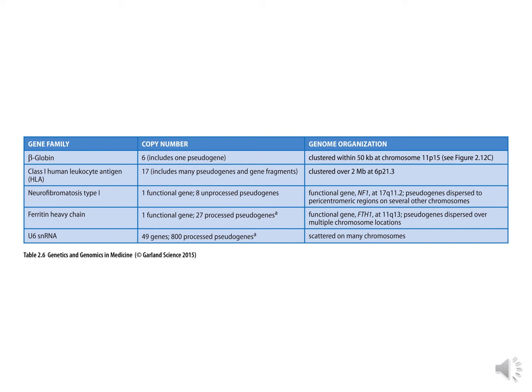A processed pseudogene is a copy of a gene's transcript and so has counterparts of exon sequences only, unlike an unprocessed pseudogene, which is a copy of a genomic sequence and so also has sequences corresponding to introns and upstream promoters. Here we see several different members of gene families: the beta-globin gene family, the class 1 human leukocyte antigen or HLA, the neurofibromatosis type 1, ferritin heavy chain, and U6 snRNA.